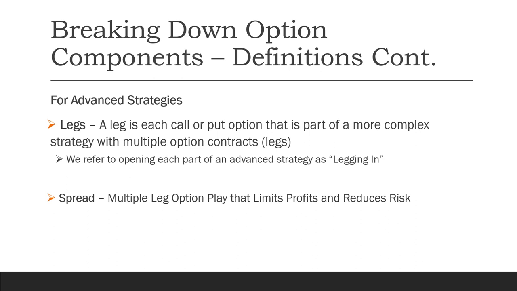All right, so more definitions here. For advanced strategies, we have what we call legs. Each leg is a call or a put option that is part of a more complex strategy. When we open different parts of an advanced strategy, we refer to that as legging in. For example, with a calendar call spread, one leg is that we open or buy a certain contract. For the PINS example that we had earlier this week, we bought PINS 2/12. I already forgot what the strike was, I think it was ADC, and we bought it at $1. So that's one leg of our play.